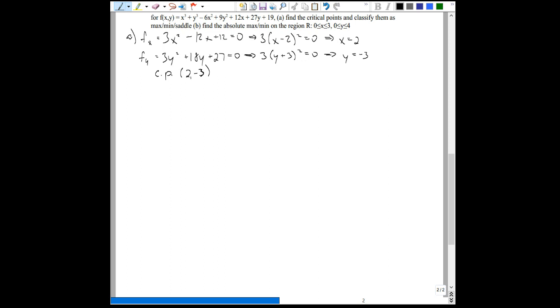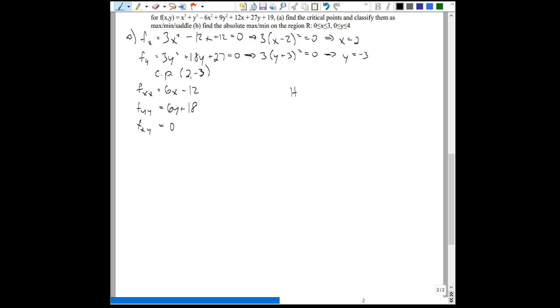Alright, next we're going to try to classify that. And to do that, we need to find the Hessian. In order to find the Hessian, we will need to find all the second derivatives. So we'll need fxx, fyy, and fxy. So fxx is 6x minus 12. fyy is 6y plus 18. And fxy is 0.